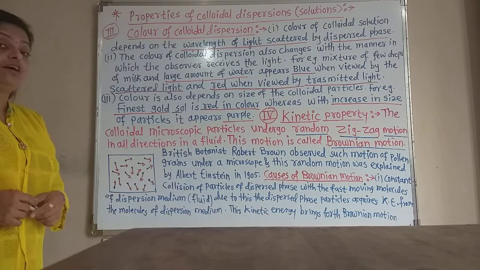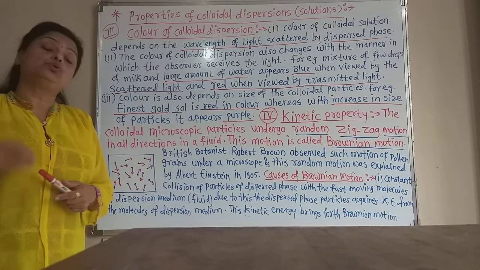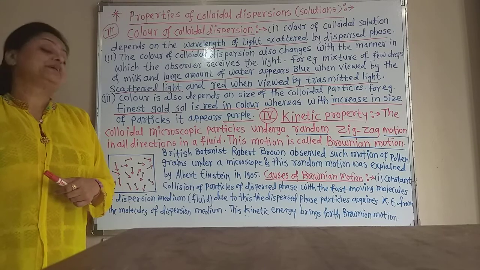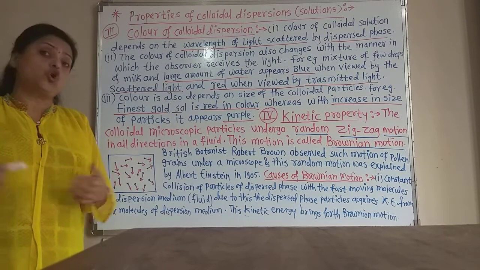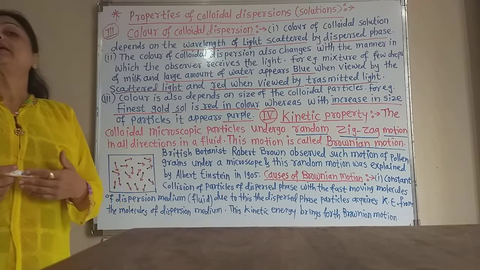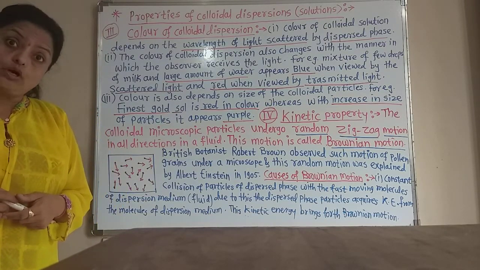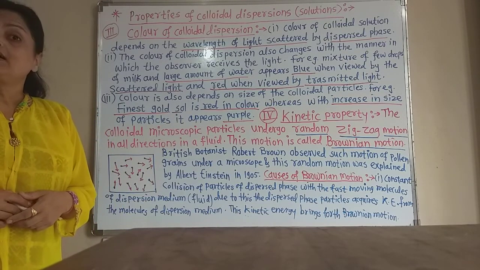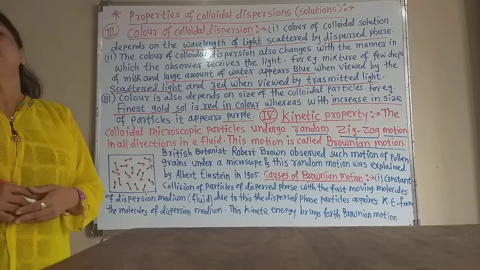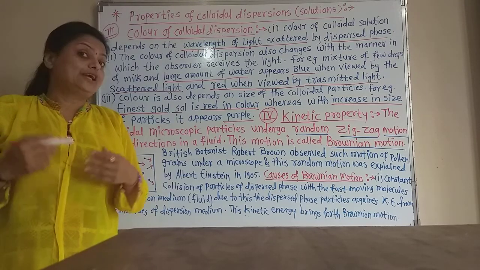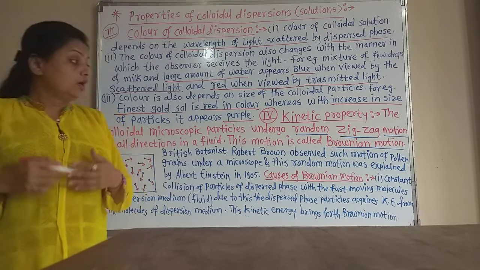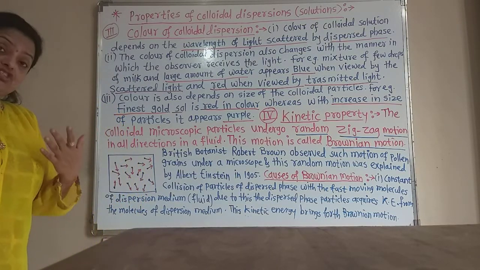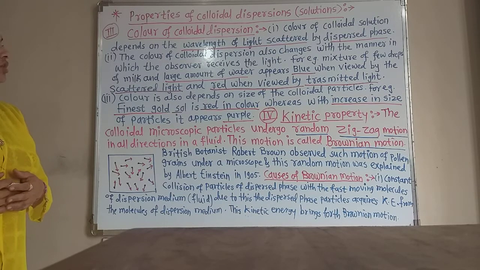Now, this is the difference in color due to the size of the dispersed phase particles. So, the finest particles of the gold sol, or gold sol containing the finest particles of gold, appears red in color, whereas as the size of the gold particles in that gold sol increases, it appears purple in color. Now, this is about the property, that is the color of the colloidal dispersion.